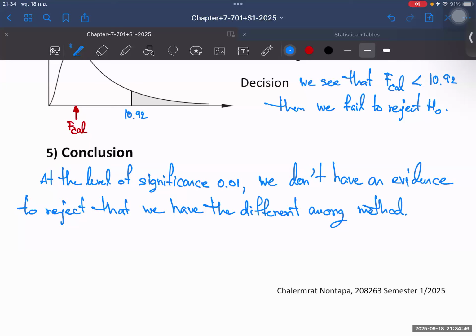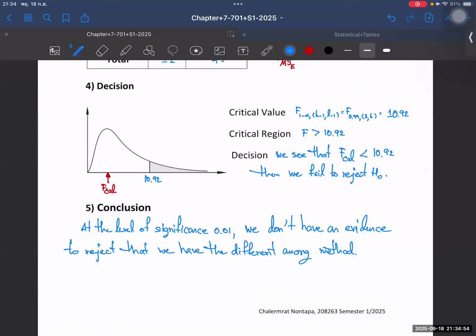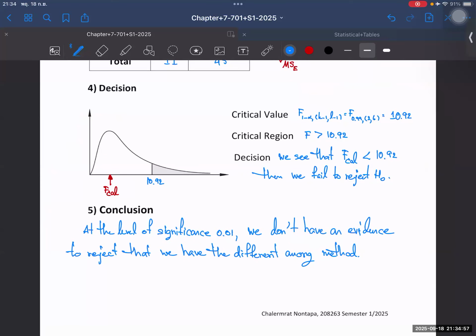Okay, we don't have the evidence to reject. So it means we accept. So we don't reject the H0. So the methods are not different. So if we fail to reject, we don't use the LSD, because we don't have a difference. If we reject, then we get the difference among the treatments. Okay, so we go to the next.